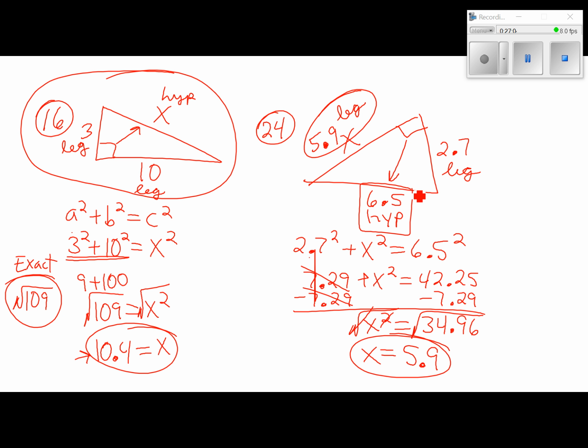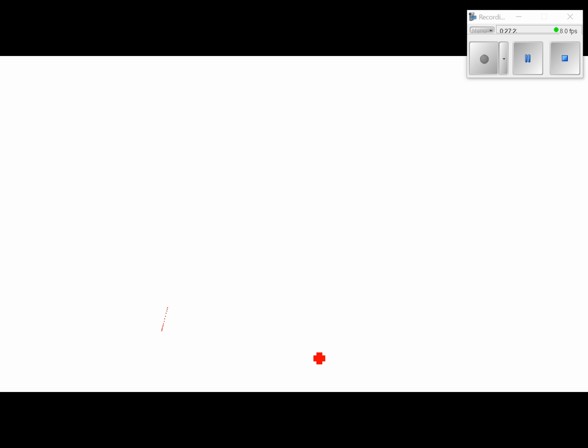So hopefully with Pythagorean's theorem, you can do most of those. We'll probably come back to the worksheet here in a minute, but let's go ahead, we'll do one more. We'll do number 25.